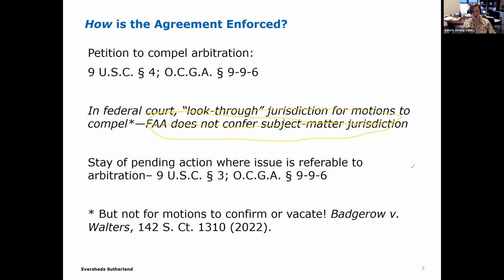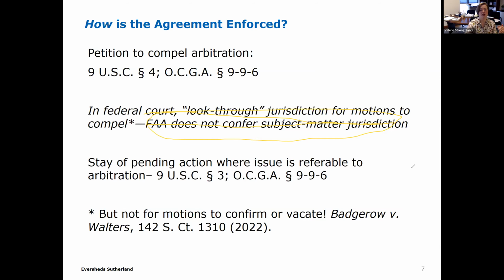And then after you've had your arbitration, you've got your open action into which you can bring your award to be confirmed, or if you are dissatisfied with the award and think you've got grounds to have it vacated or set aside, you can go back into the pending action and do that.